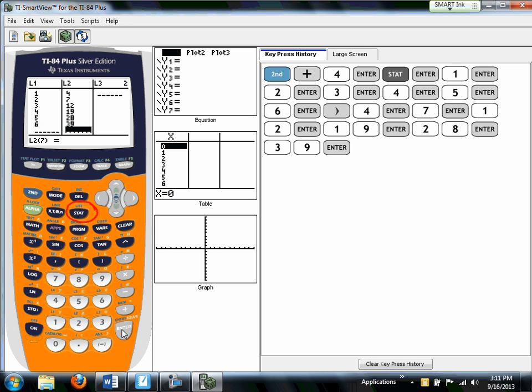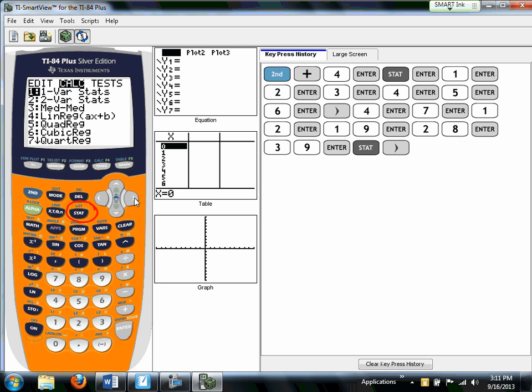To do that, I'm ready to hit stat again. I'm going to go back to that stat button. This time I'm ready to calculate. So I'm going to use my arrow buttons to go over to calculate. And if you look, option number 5 is quadratic regression. I'm going to go down to option number 5. It's going to go back to my main screen and say quadratic regression, and I'm going to hit enter.